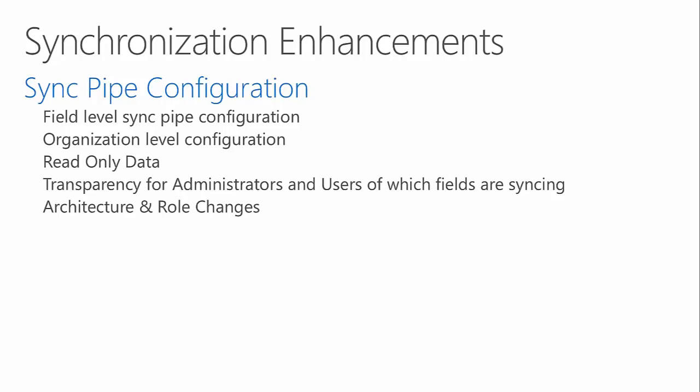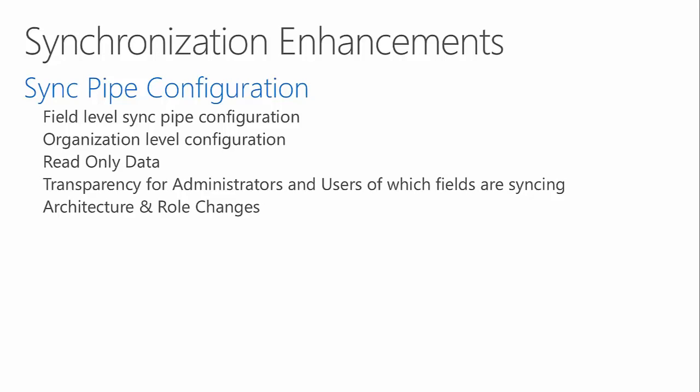You can also do read-only data. So if CRM admins want to secure some of that CRM business data so that the end users aren't inadvertently making a change in their Outlook or on their phone and having that synchronize up and overwrite the data in CRM, they can do that by just changing that sync direction so it's only from CRM down to Outlook and not the other way. This really gives a lot more transparency for both administrators and users of which fields are syncing and which way that synchronization is happening.